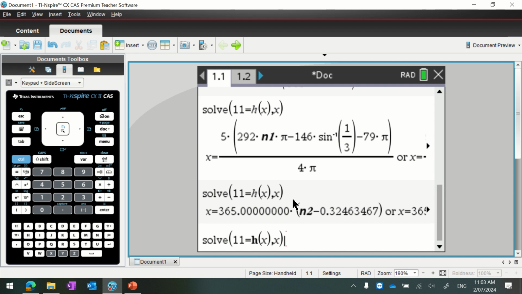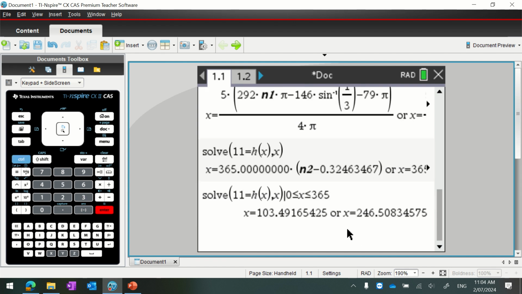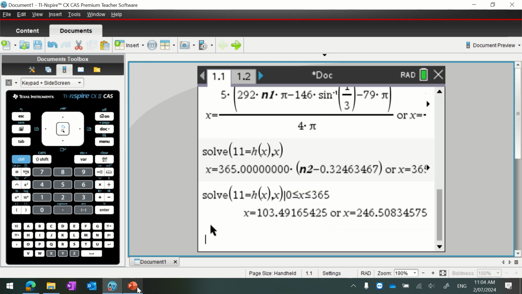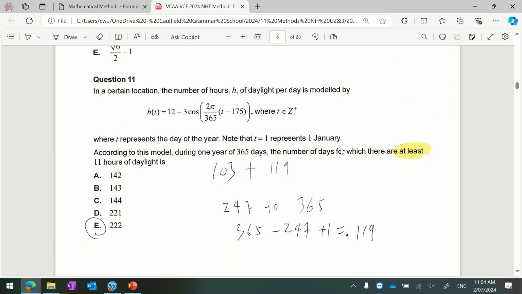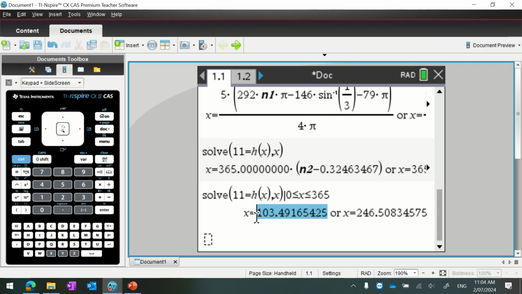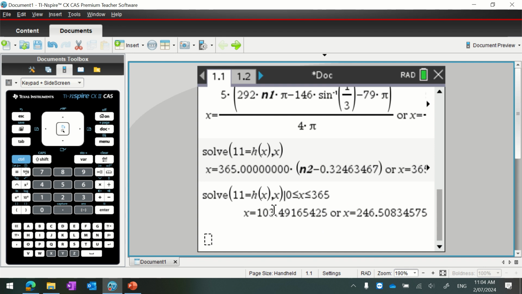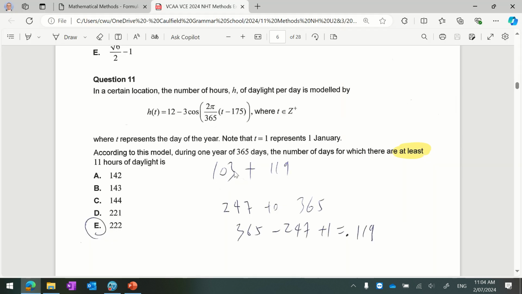Actually, that's a mistake. I need to put the domain in, and here we have it. So the intersections, there are 2 of them, and we've got 2 answers. And because I need more than 11 hours, for the first option, I'm rounding down, right? Because if I go to 104, I'm towards the right, which means I don't have 11 hours. I'm just below 11. So for the first intersection, I need to round to the left. So I'm going to 103, which is what I wrote on my paper.